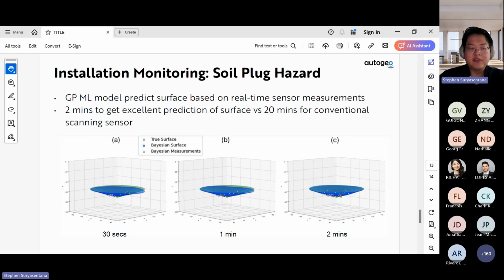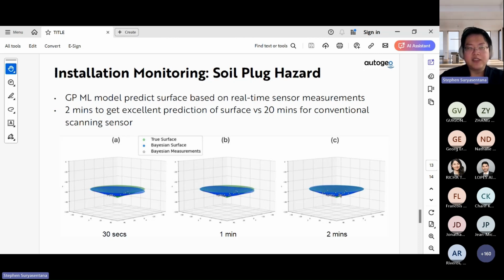So with this hardware and software solution, we are now able to get better clarity of the state of the salt plug surface during caisson installation, which will then allow for earlier corrective measures to be undertaken before critical issues arise. So this proactive approach is valuable for offshore installations where delays and failures can have significant cost implications.